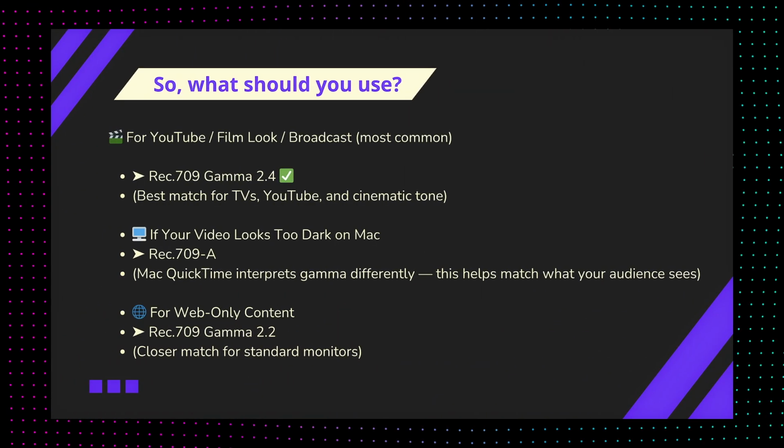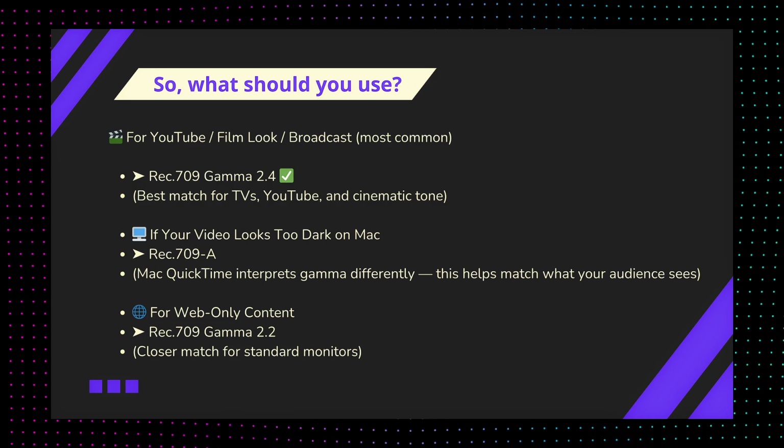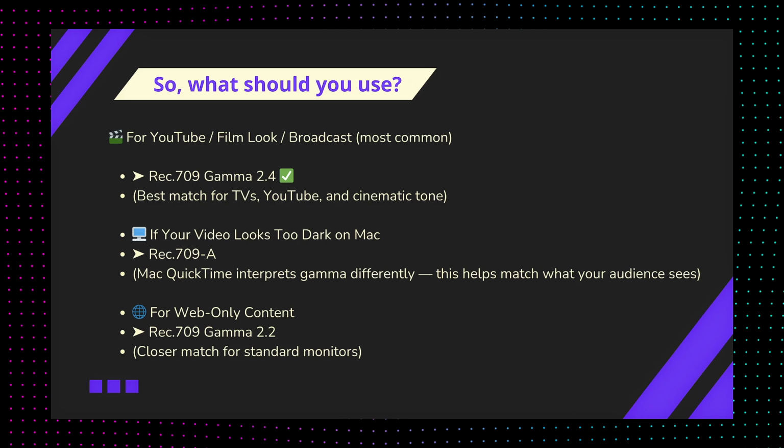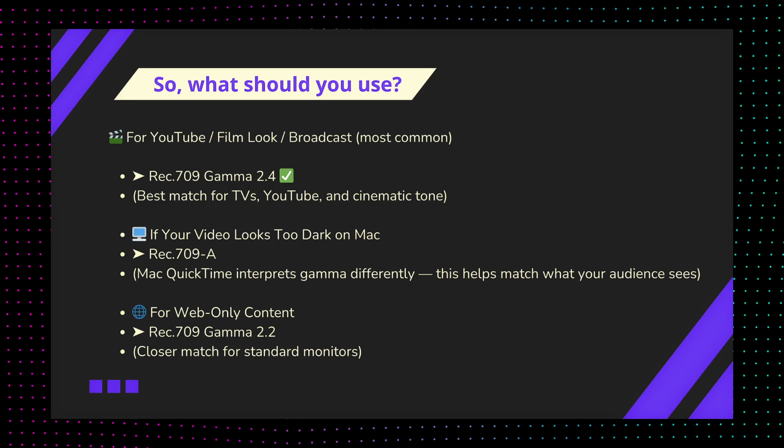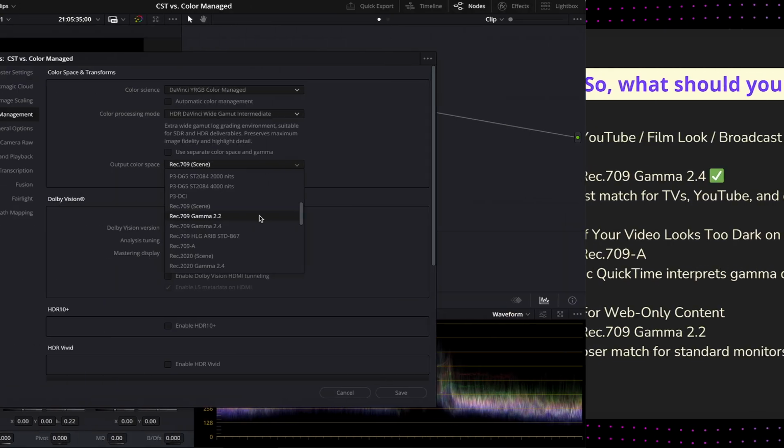What should you use? The most common is Rec 709 Gamma 2.4. Then if your videos look too dark on Mac, try Rec 709-A. And then for web content, try Rec 709 Gamma 2.2. And I personally recommend to people who do not have calibrated monitors to use Rec 709-A if you are grading on Mac, and Rec 709 Gamma 2.2 if you are grading using PC.